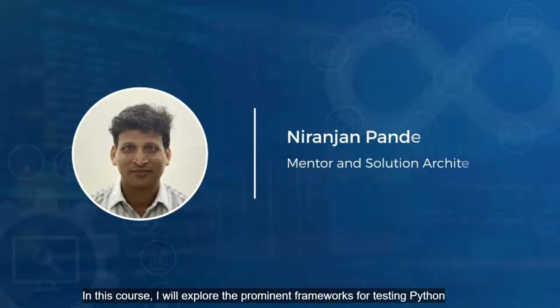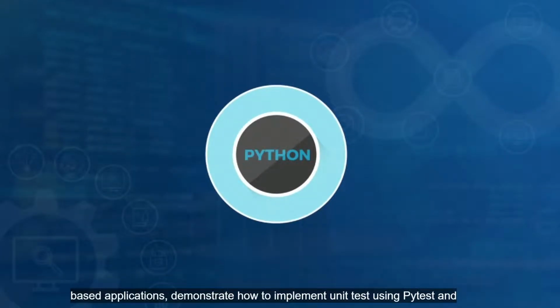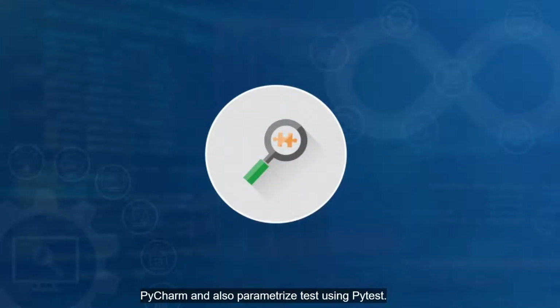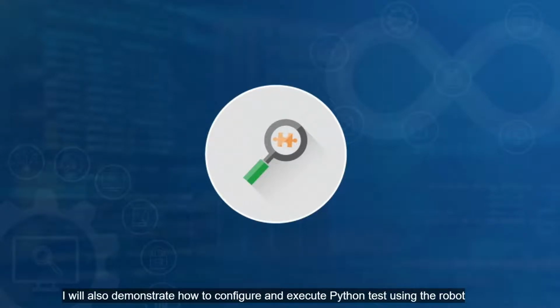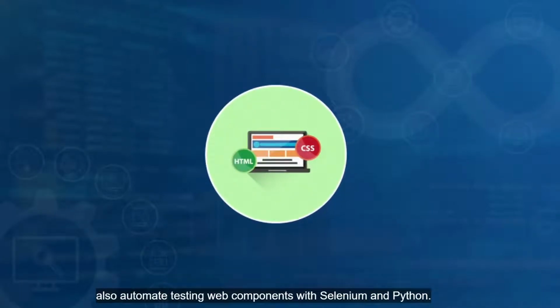In this course, I will explore the prominent frameworks for testing Python-based applications, demonstrate how to implement unit test using PyTest and PyCharm, and also parameterize test using PyTest. I will also demonstrate how to configure and execute Python test using the Robot framework, build and test APIs using Flask and Postman, configure and implement BDD test with Behave, and also automate testing web components with Selenium and Python.